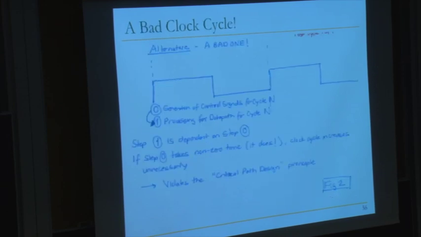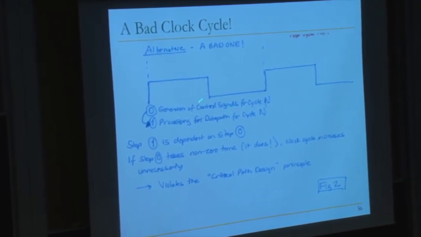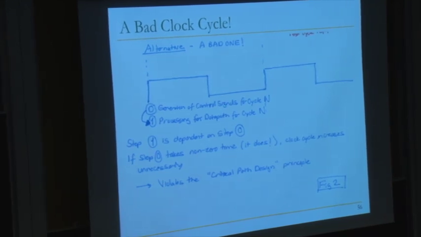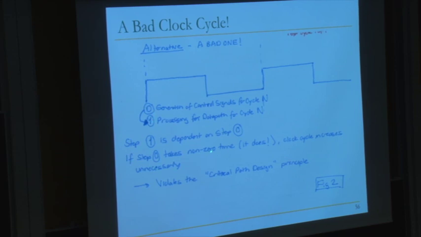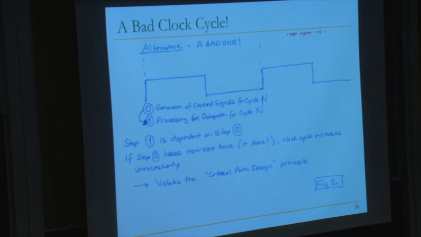Well, if you do the bad alternative, you generate the control signals for cycle n in the same cycle as the processing for the data path. In the same cycle, you need those control signals. There's a dependency between these two. Step 1 is dependent on step 0, and if step 0 takes non-zero time, and I'll guarantee you that it will, the clock cycle is increased unnecessarily. This is a bad design.